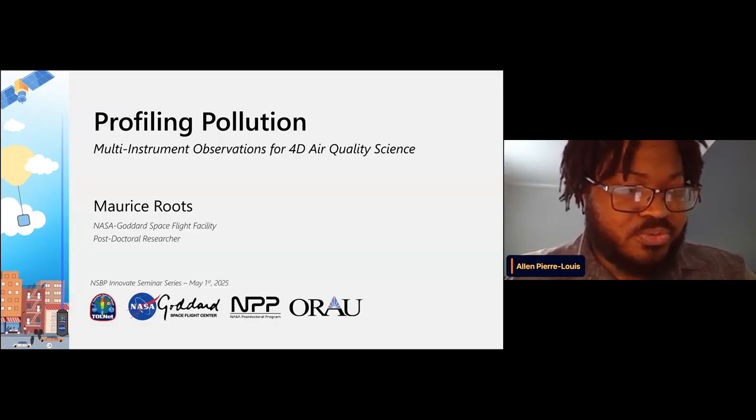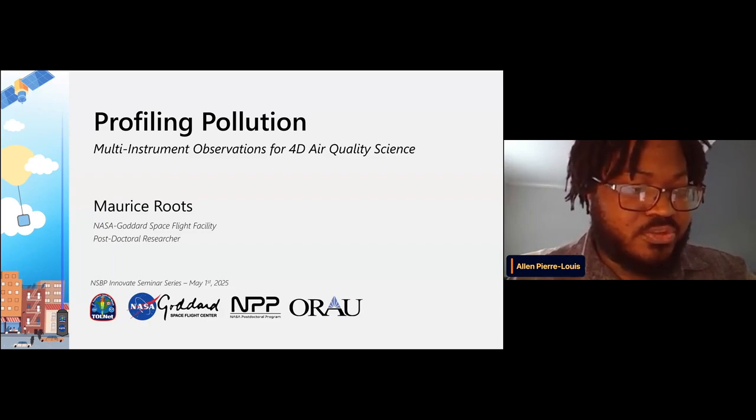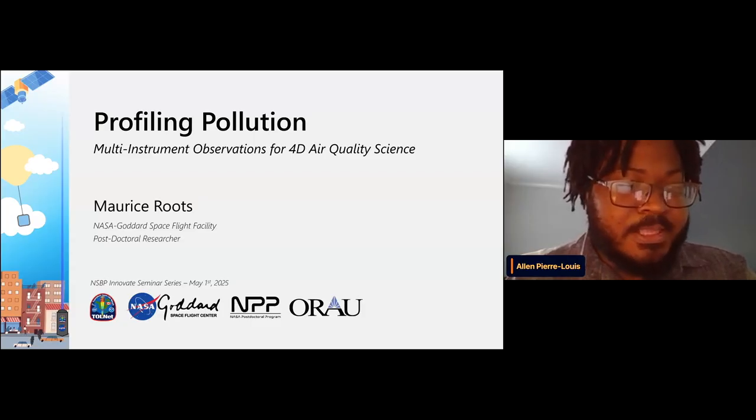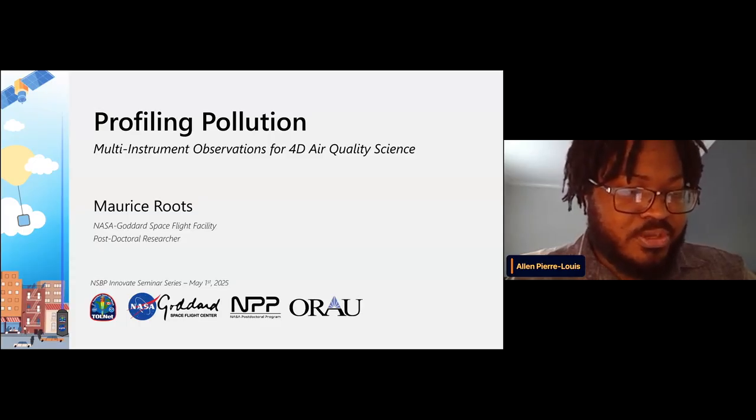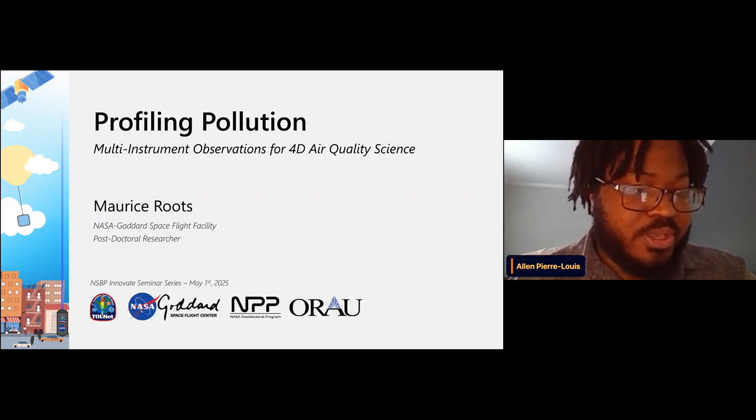So Dr. Maurice Roots is a NASA postdoctoral fellow, continuing his work in atmospheric physics with a focus on air quality and boundary layer dynamics. He earned his PhD in atmospheric physics from the University of Maryland, Baltimore County, or UMBC, where he also conducted pioneering research on the influence and characterization of nocturnal low-level jets on air quality in the mid-Atlantic U.S. He earned his Bachelor of Science in Physics from Hampton University with minors in nanoscience and mathematics.